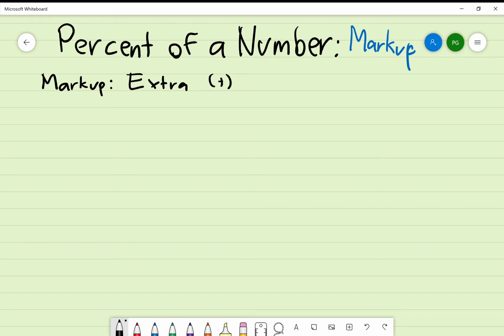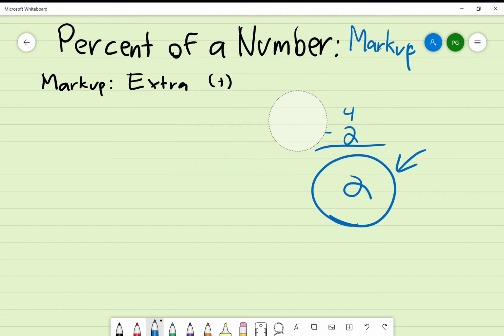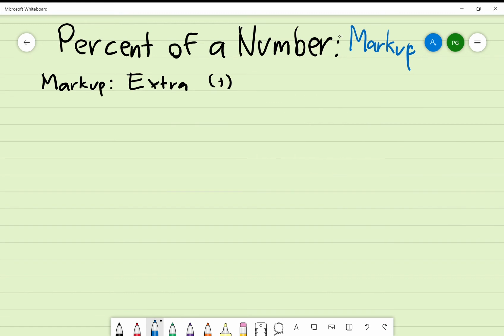Now markup, as we learned before, is something extra that a store charges you. If a store buys a pen for $2, it's not going to sell it to you for $2, it wants to make some money. So it's going to raise up the price to, let's say, $4. Now the difference in between those, 4 minus 2, is 2. That difference of $2 is what the store makes in profit. That's the markup, yeah?